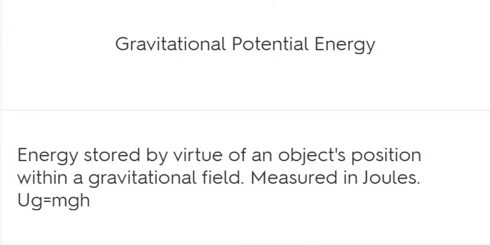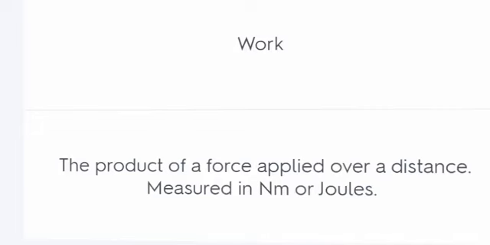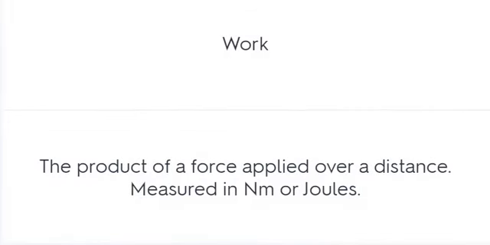Gravitational potential energy. Energy stored by virtue of an object's position within a gravitational field, measured in joules. U equals mgh. Work. The product of a force applied over a distance, measured in newton meters or joules.